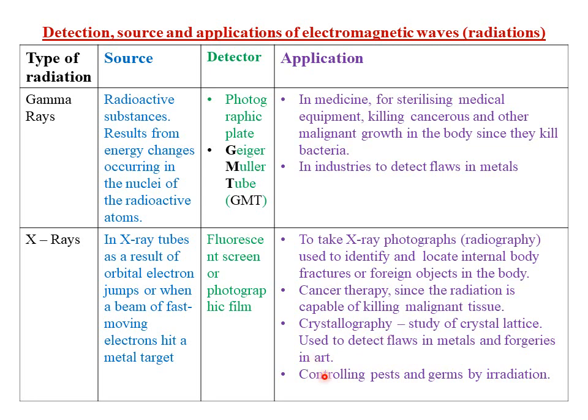Then the last use of X-rays is in controlling pests and germs by irradiation. Whenever X-rays are directed at crops which have pests and germs, because of the high penetrating power of those X-rays and because they are also strong, they are able to kill those pests and germs.